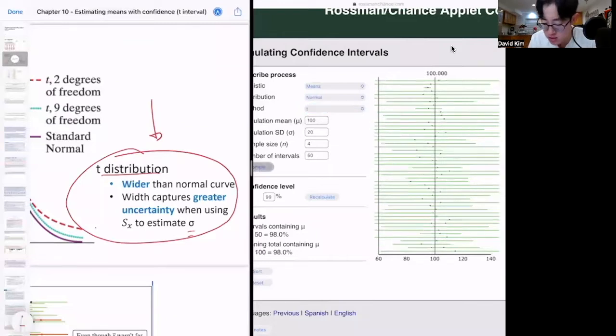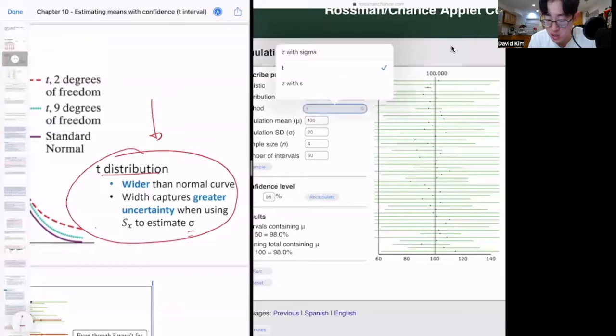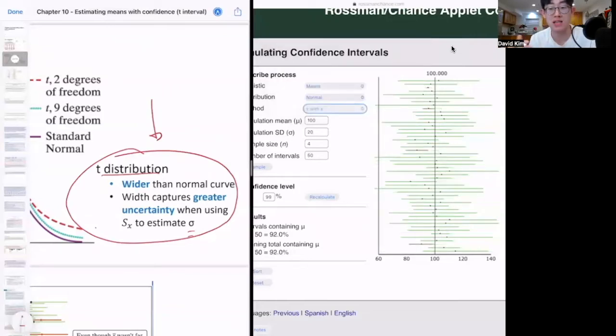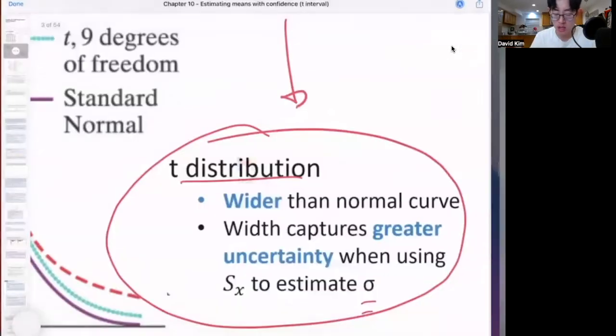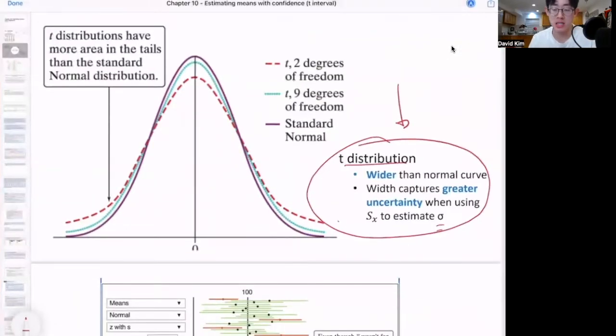And if I keep on pressing sample, look at how wide the confidence intervals are for some of these things. Now, I know that there's this one red up here, but compared with Z with S, I know for a fact that it's going to be able to capture a lot more with a t distribution, just because it's that much wider here. Okay, so in a nutshell, that is what it is.